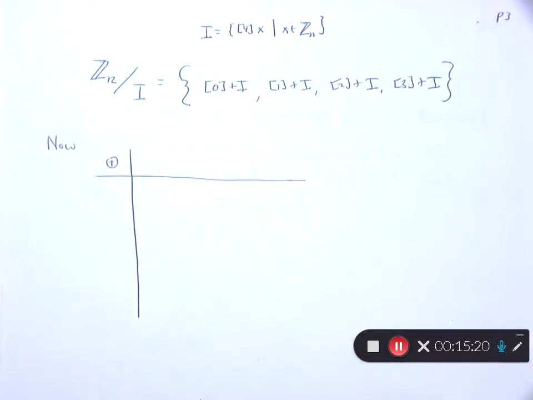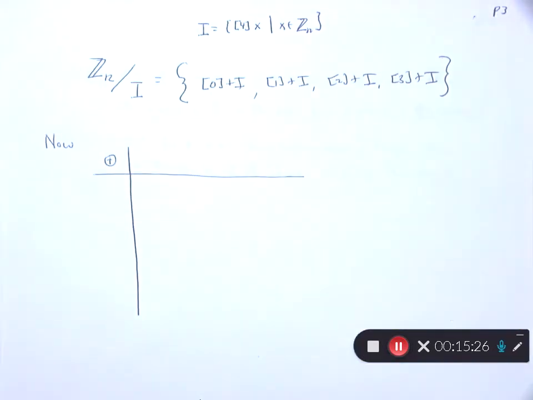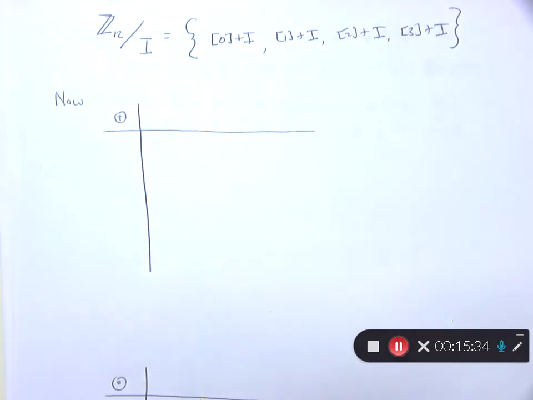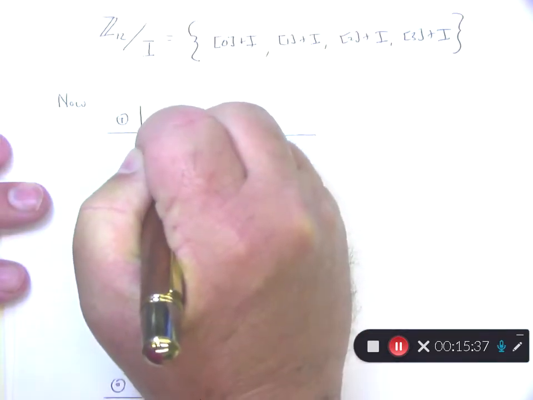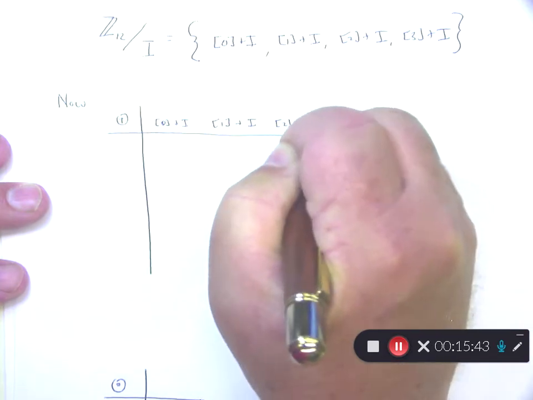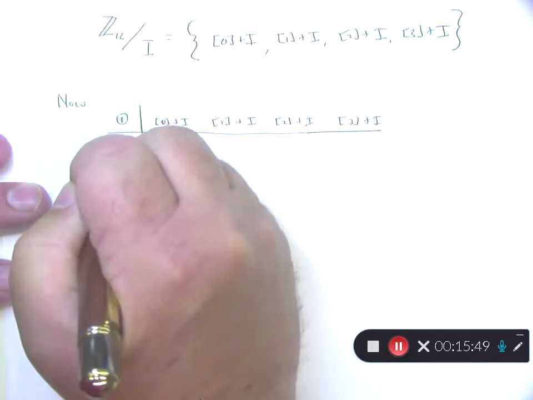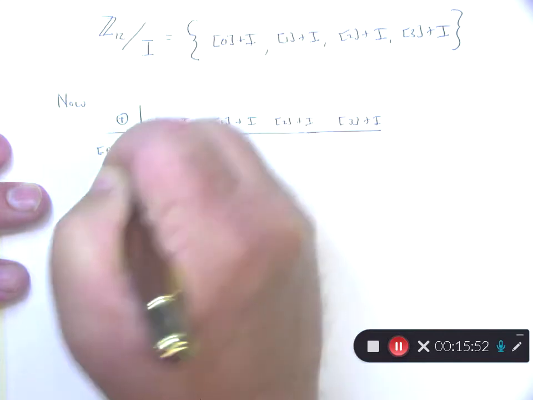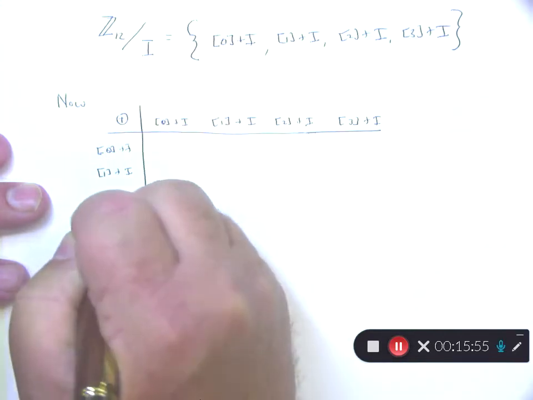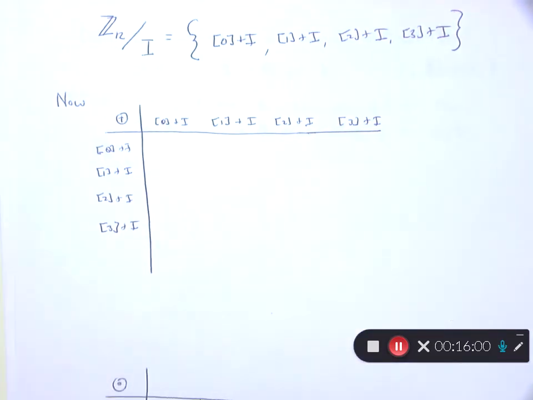So the question is going to be, what kind of ring is this guy going to be? Knowing that this is now my set, it is going to be a ring. We will show you it's a ring by doing the famous addition and multiplication table of this particular set. So I'm going to put up here my elements: 0 plus I, 1 plus I, 2 plus I, and 3 plus I. And over here, you've got 0 plus I, 1 plus I, 2 plus I, and 3 plus I, creating my little table to do the addition on.